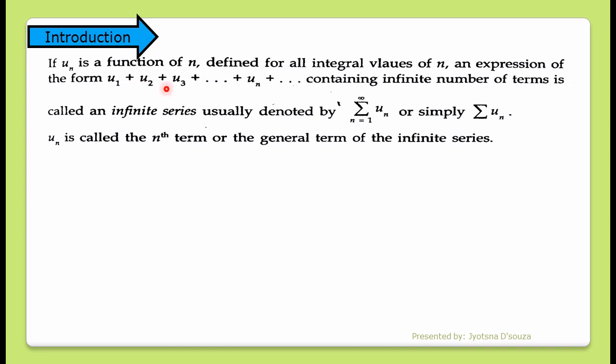There are infinitely many terms, so it is represented as plus so on. That is, the three dots represent that there are infinitely many terms. Instead of writing in this way, this infinite series is also written as summation n varies from 1 to infinity of un, or simply you can just write it as summation un. Now here un is called the general nth term of the infinite series. So this is the definition of infinite series.